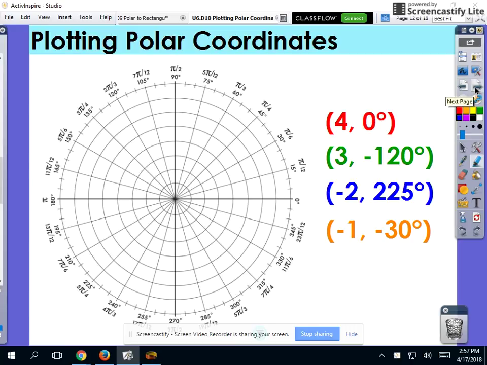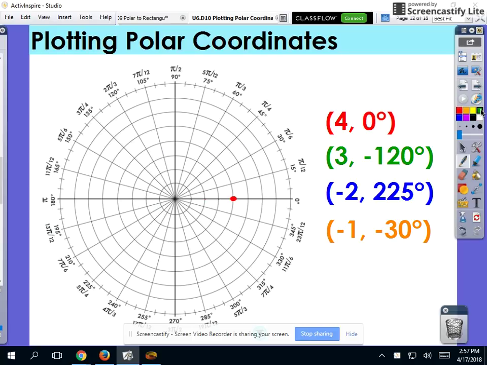Let's do some. All right, let's graph (4, 0). How I graph it, and there are multiple ways to graph it, you can do the angle first and then the radius, but since it starts with the radius, I do the radius first for right now. Starting at the origin, we go out 4. So 1, 2, 3, 4, and then 0 degrees. So that's my point. Pretty easy. You could go, okay, here's 0 degrees, and then I need to go out 4 from that. That's just the other way to do it.